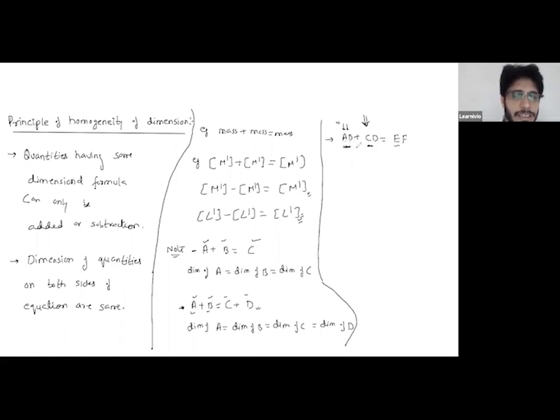But what about AB and CD? If you are adding AB and CD, or subtracting AB and CD, they will have the same dimensions. Similarly, CD and EF will have the same dimensions. So the dimension of AB is equal to the dimension of CD is equal to the dimension of EF. I will use these three points in numericals. Just note it down. Then we'll start numericals and applications.